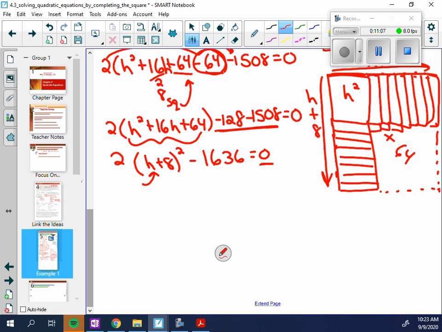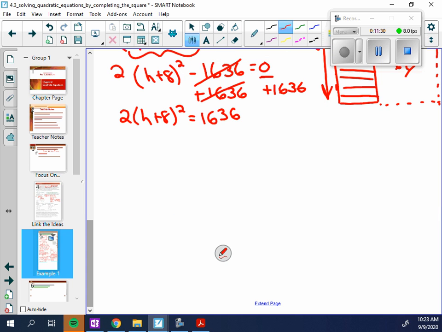So now is where those steps where you have an A, a P, and a Q come in, and we'll go through those steps of how to get this isolated. So you would add 1,636 to both sides, and you'd be left with 2 times (h plus 8) squared equals 1,636. Then you would divide by 2 on both sides. So you'd still have your (h plus 8) squared, but over here you'd have 818.